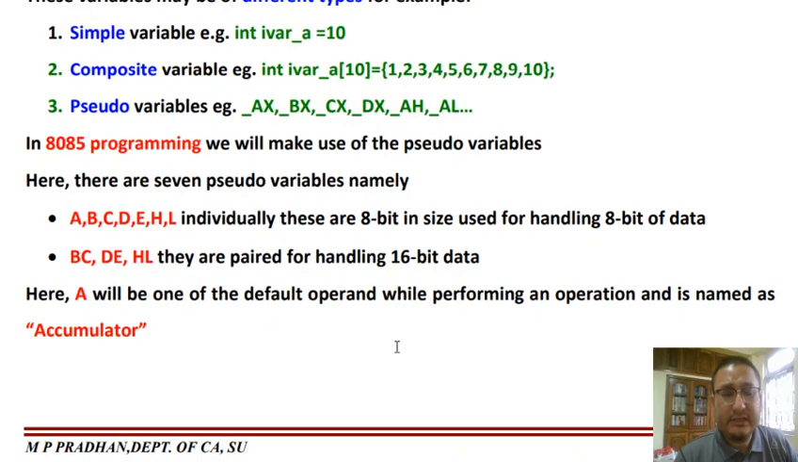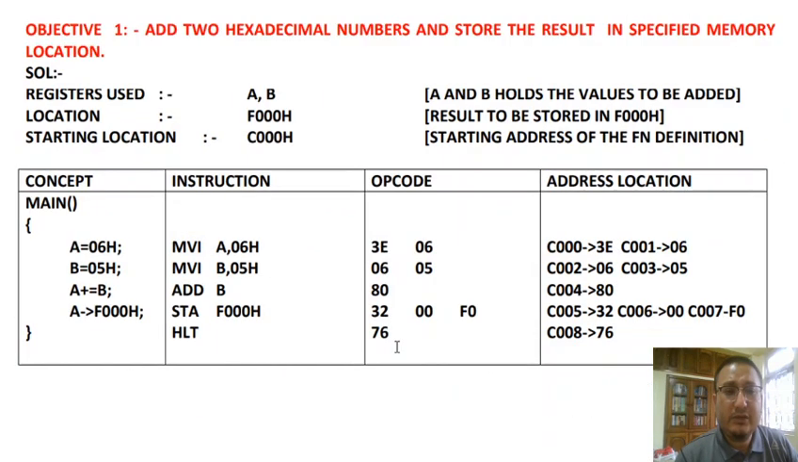Now to begin with, let us take a very simple example where we try to add two hexadecimal numbers. The two hexadecimal numbers are stored in registers A and B, so A and B hold the values that are to be added. A holds 06H and B holds 05H. Here H basically refers to a hexadecimal number. We have also provided the location where the result is to be stored. The result is to be stored in F000H, and the program has to start from C000H.